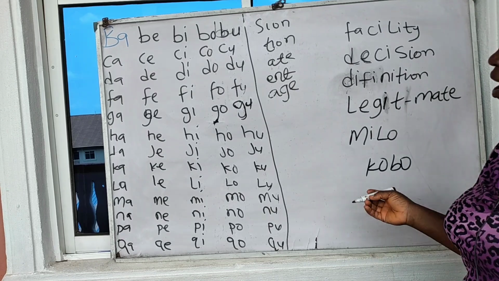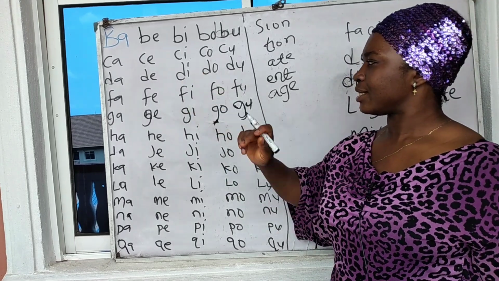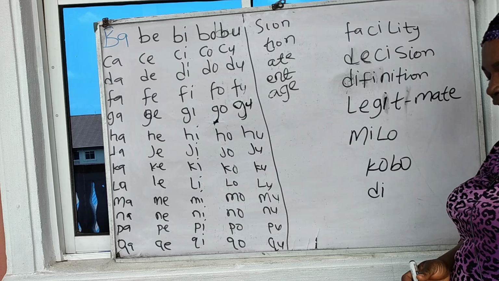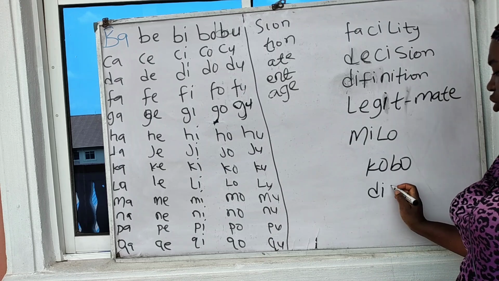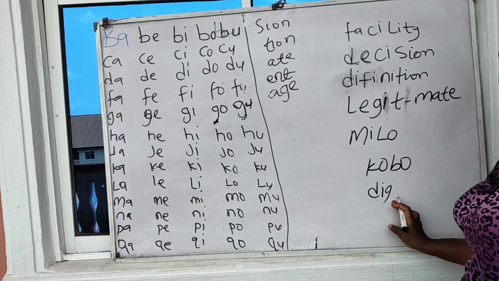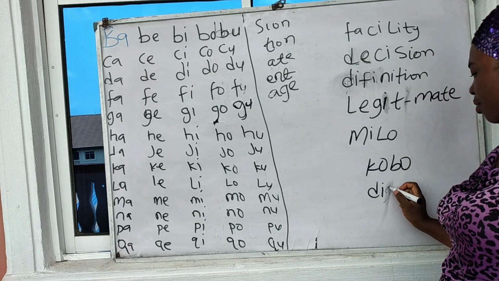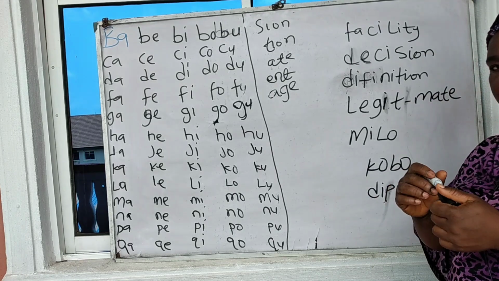Okay, now if I go again, I decide to pick D. I have D-I. Okay, if I add G to this, I have "dig". If I add P to this, I'm going to have "deep".